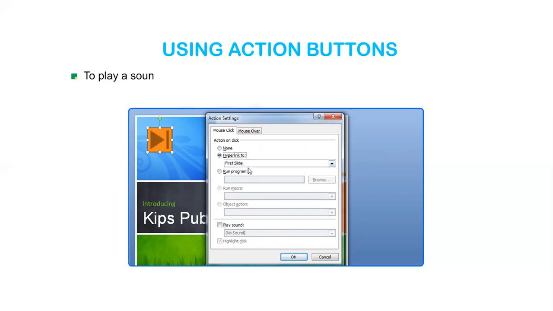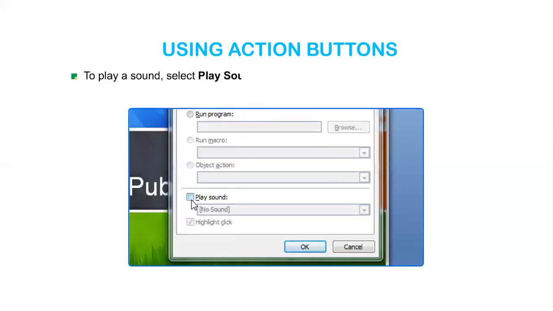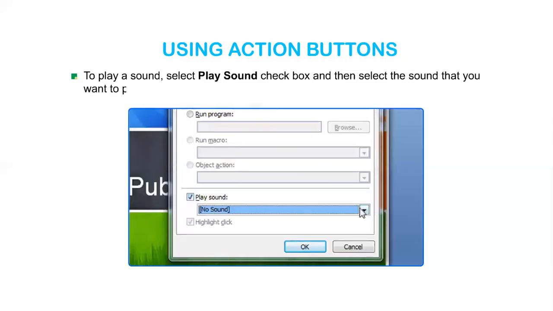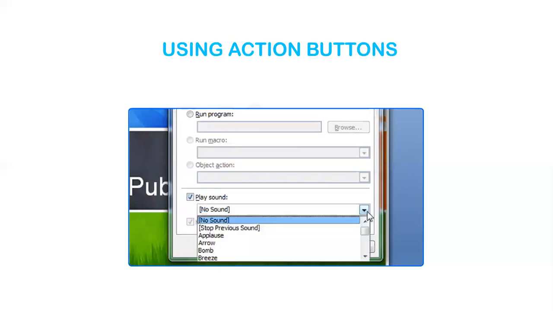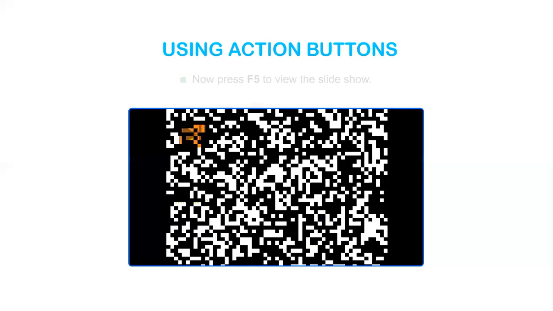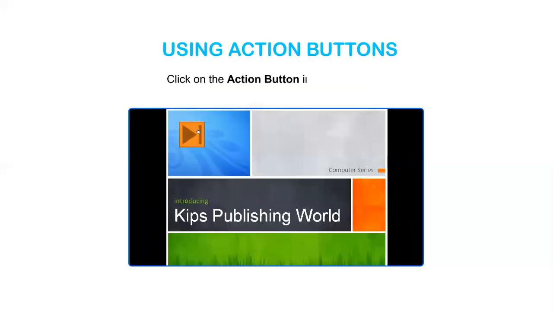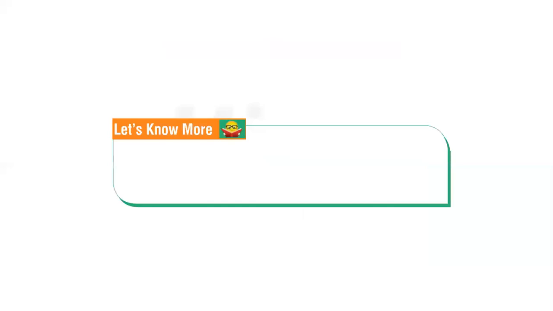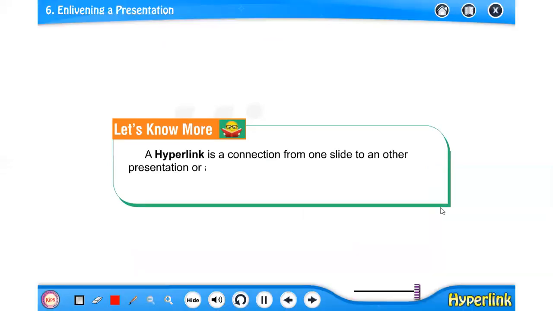To play a sound, select Play Sound checkbox and then select the sound that you want to play. Click OK. Now press F5 to view the slideshow. Click on the action button in the slideshow. The last slide will be displayed. Alright students, note the fact that a hyperlink is a connection from one slide to another presentation or any other file or any website or web page. It can be applied on text or objects such as pictures, shapes, etc.